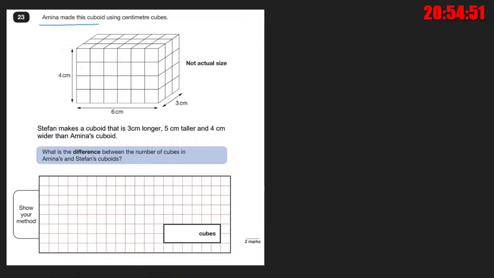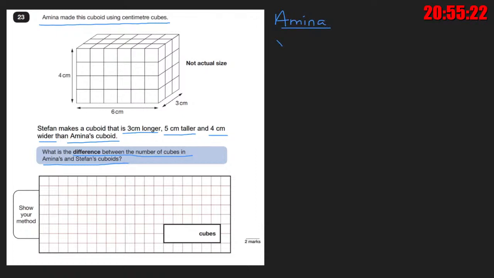Amina made this cuboid using centimeter cubes, and Stefan makes a cuboid that is 3 centimeters longer, 5 centimeters taller, 4 centimeters wider than Amina's cuboid. Find the difference between the number of cubes in Amina's and Stefan's cuboid. Now I'm going to do Amina. So Amina's, right? We know what this one is.